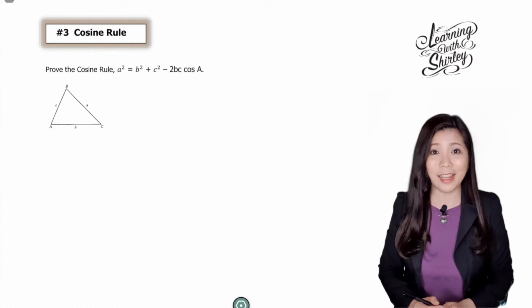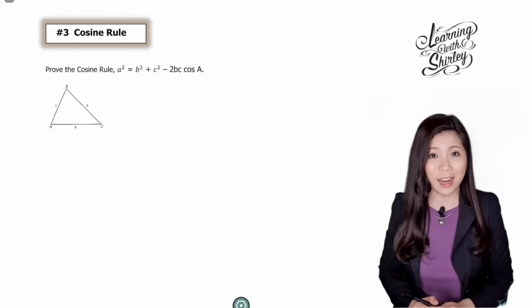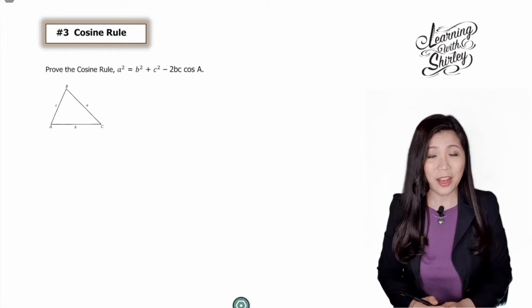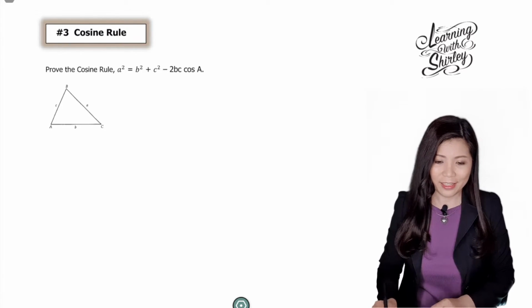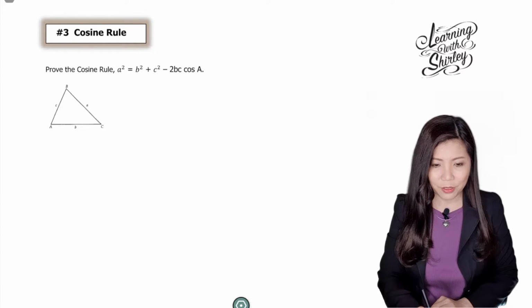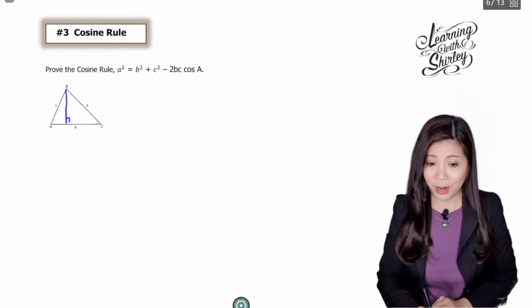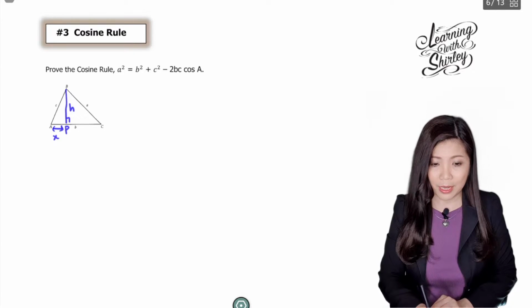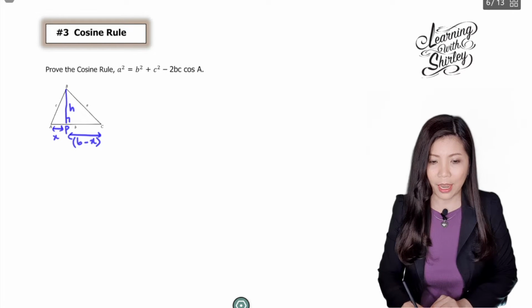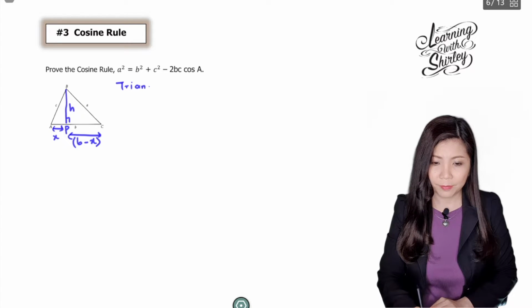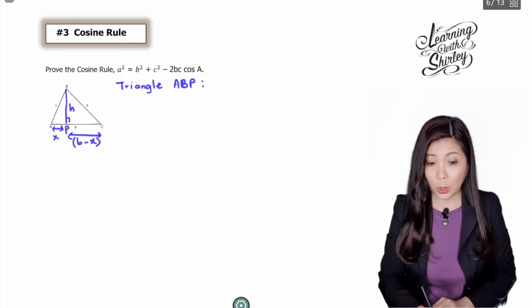Just now we learned how to prove the sine rule, so now we have to learn how to prove the cosine rule, which is a squared equals b squared plus c squared minus 2bc cos A. So how to do this? At first I'm going to draw the height of the triangle, which is h. I label this as x and this as p, and here it's going to be b minus x. Then I'm going to consider triangle ABP, the triangle on the left side.